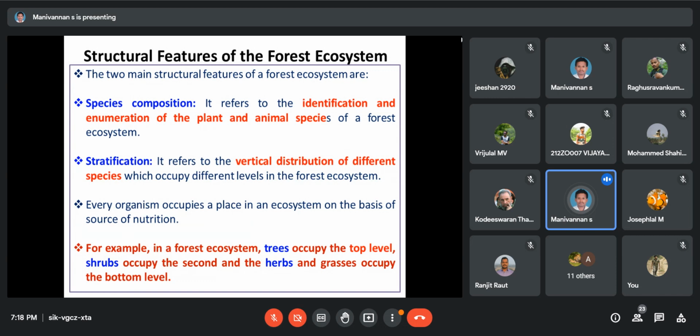Okay, what is the meaning of composition? They identify and count, or number. What are the species? For example, take a pond ecosystem. What are the species in the pond ecosystem? For example, what are the plants? What are the animals in the pond ecosystem? Second one, what is the number? How much amount is there? That is called the species composition. Is it clear?